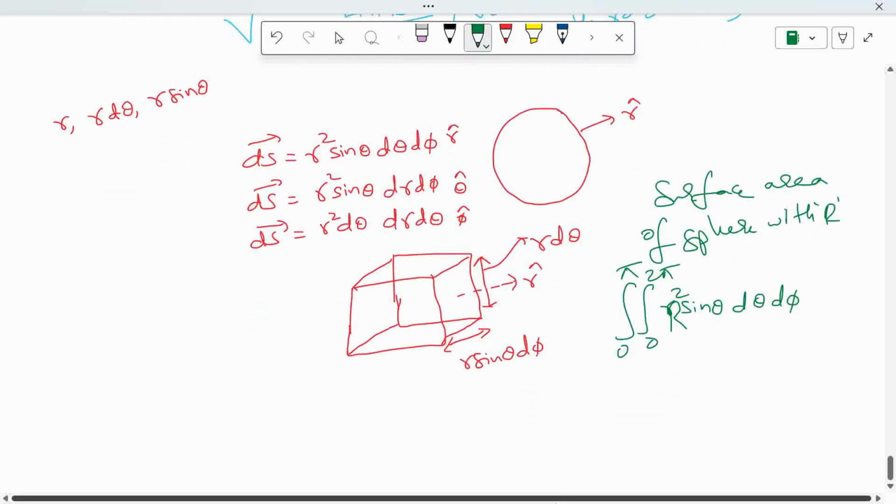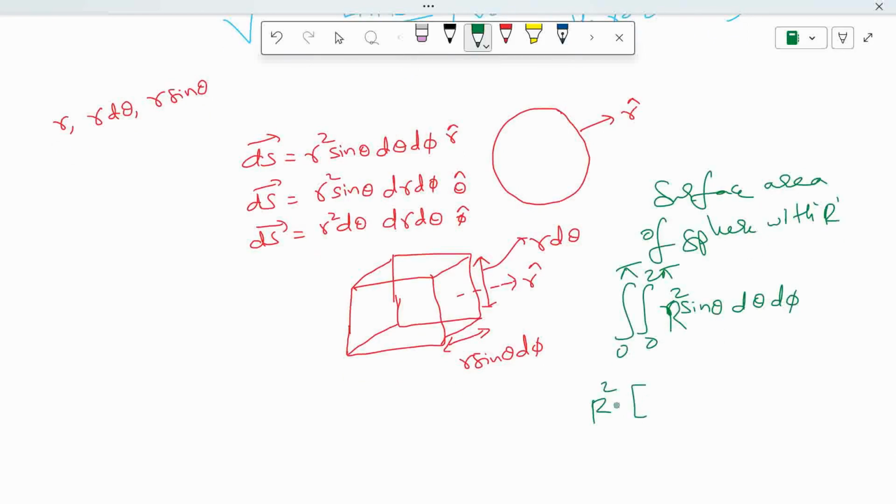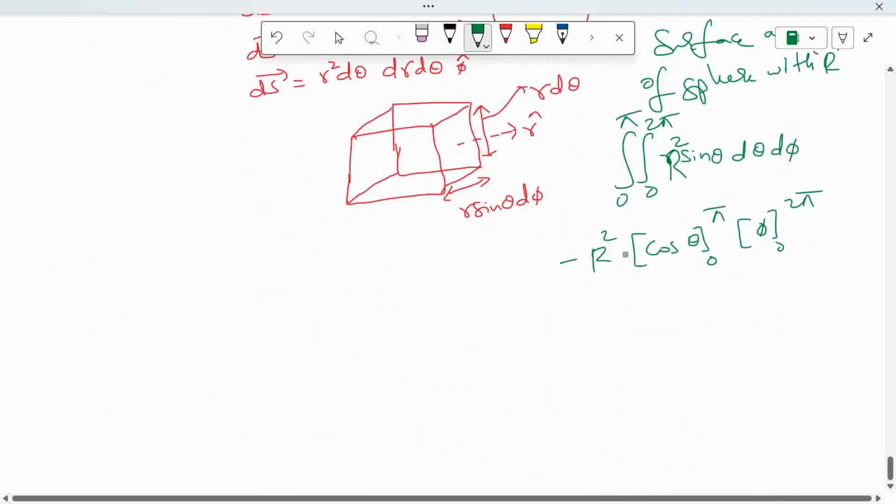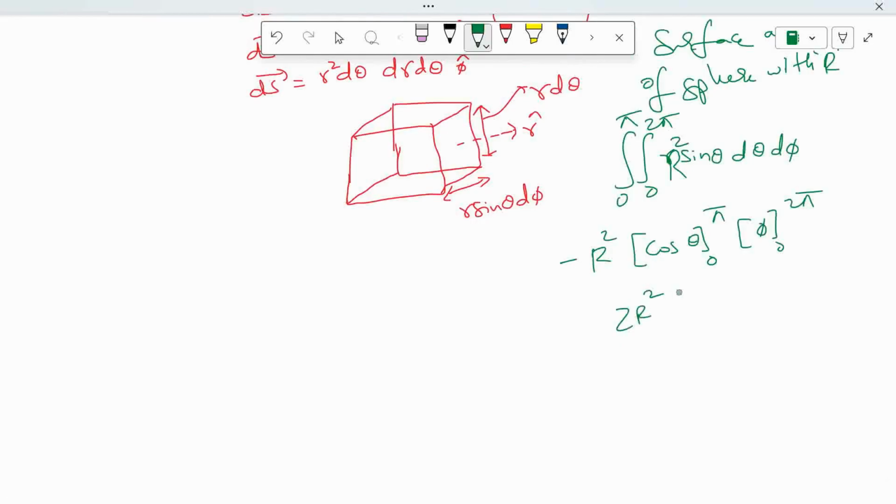For this, let's take r square outside, which is constant, and integral of sin theta is minus cos theta. We can take minus outside. 0 to pi, and then d phi is phi, 0 to 2 pi. So we have already calculated cos theta. From pi to 0 it is minus 2. Minus 2 of minus 2 is 2. So it will be 2r square. Now it is 2 pi. So we get 4 pi r square.